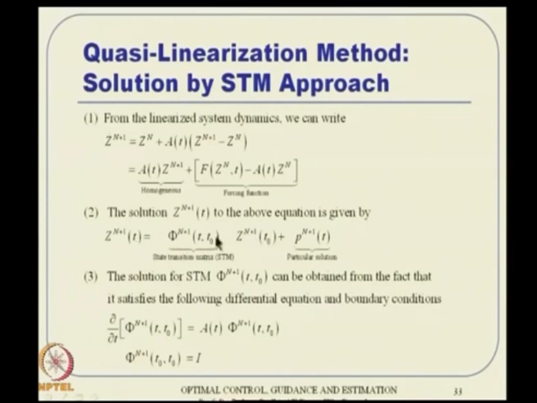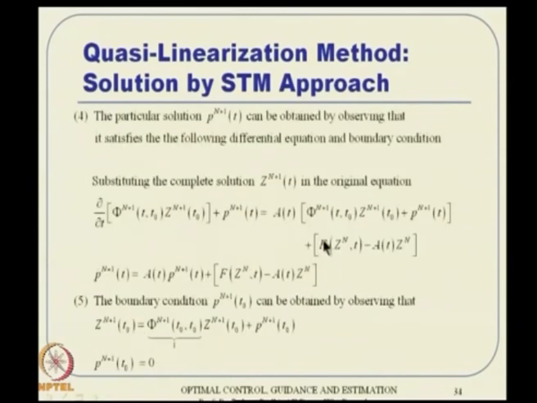Once you substitute t 0, this becomes an identity, and this becomes z n plus 1 t 0, this is z n plus 1 t 0. So, this cancels out, and this is left out. That is why you will get 0 basically. So, p n plus 1 t 0 is nothing but 0. And p n plus 1 dot is available from this equation.